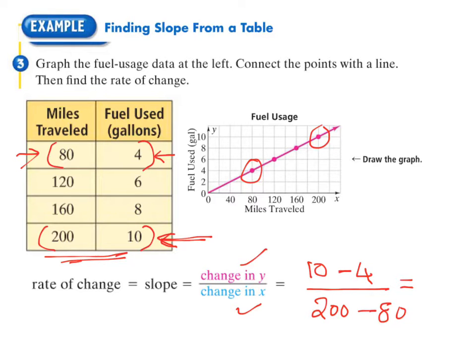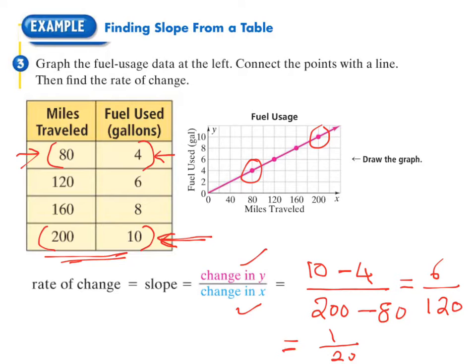Simplify. 10 minus 4, 6. Divided by 200 minus 80, 120. So simplify. 6 divided by 120 is 1 over 20. So what does it mean?